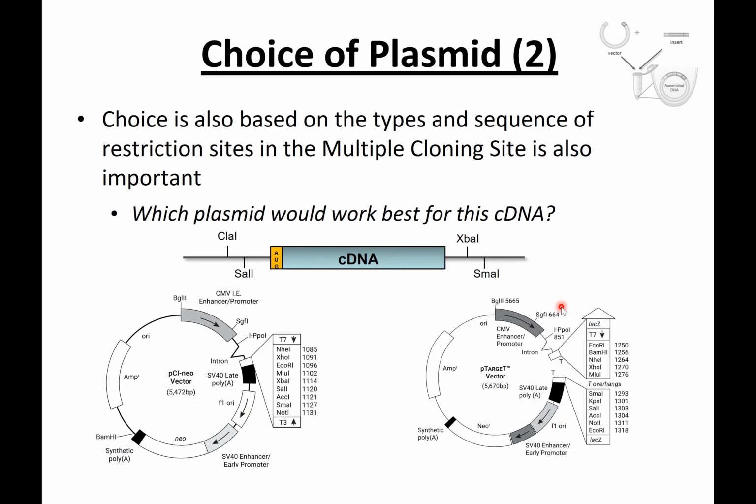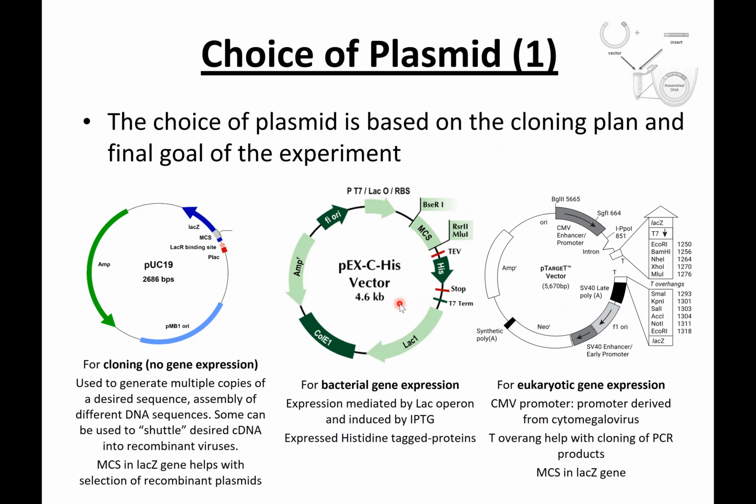So how would you choose the correct plasmid? How do you choose between the plasmids that I just showed you, for example? Well, obviously it's based on the task, first thing. So if you want to express a protein in bacteria, you will use this vector, not the other two. If you want just to subclone something, you can use pAC19. Or if you want to express it in eukaryotes, you will use a pTarget vector or something similar, obviously.